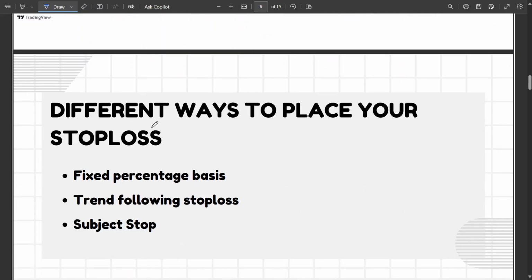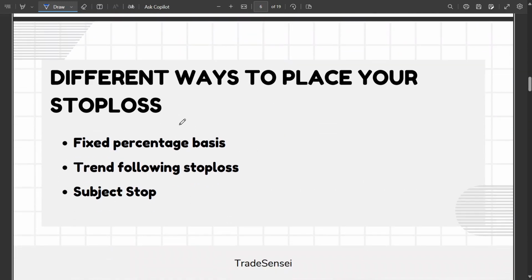So there are multiple ways to place your stop loss, right? These are the three most common ways: the fixed percentage basis, trend following stop loss, and the subjective stop. This is the subjective stop, I've just given it a name. This is just my method, the method I use for placing the stop loss.